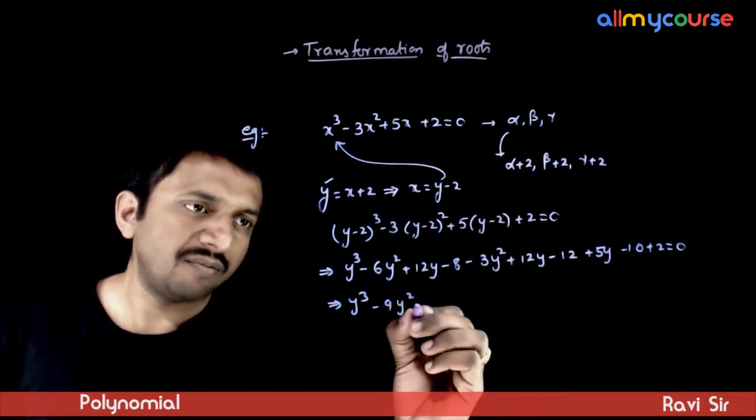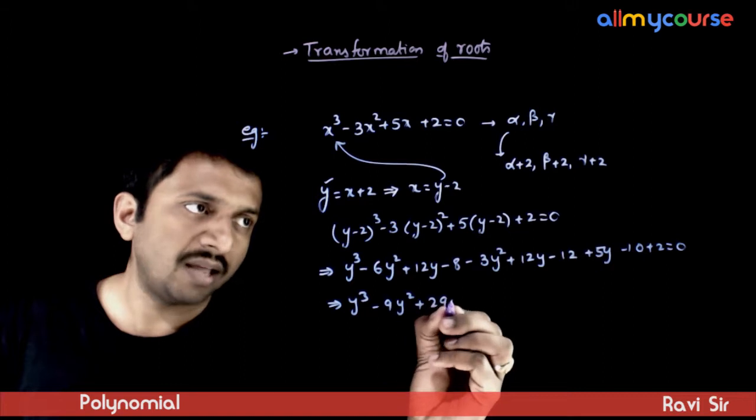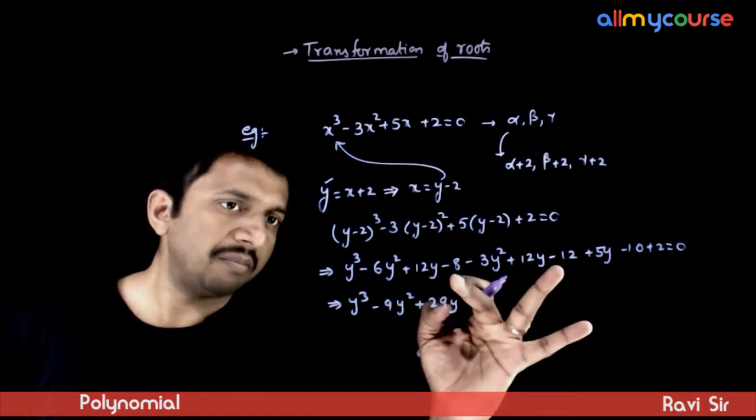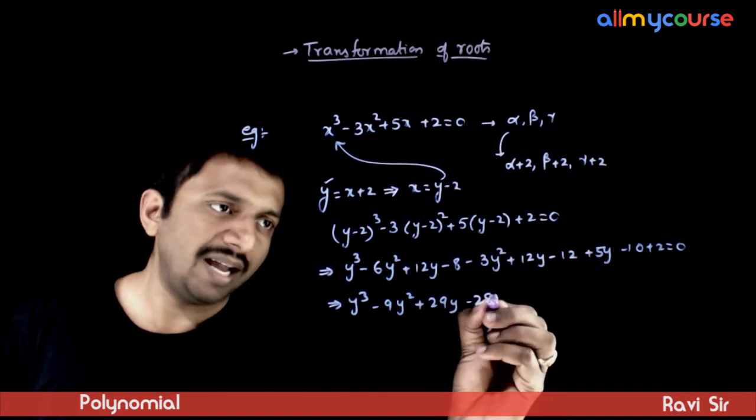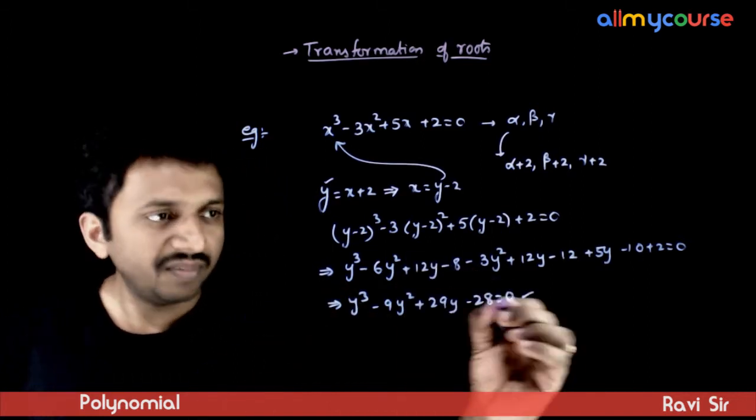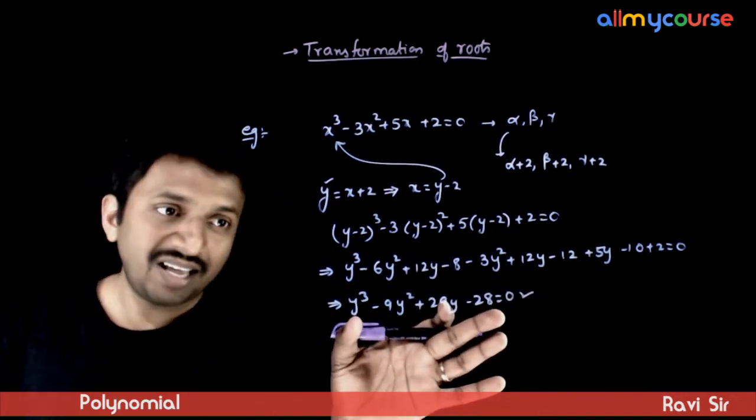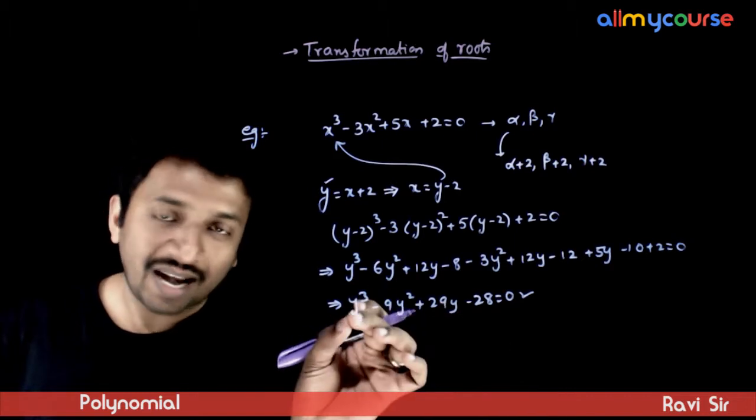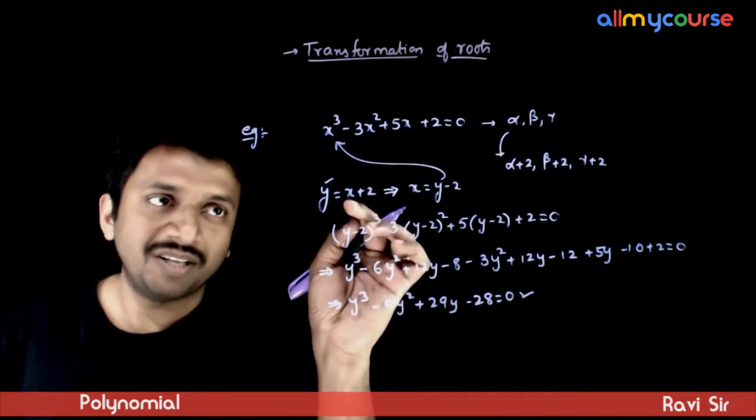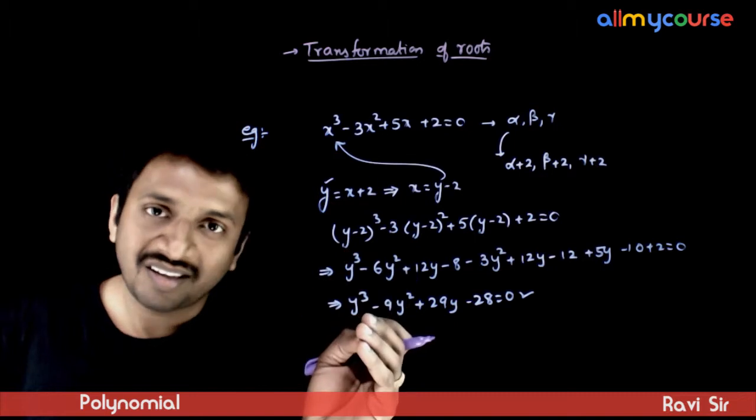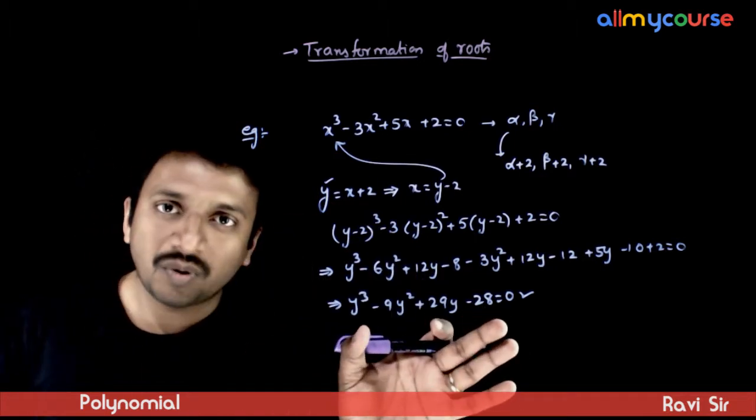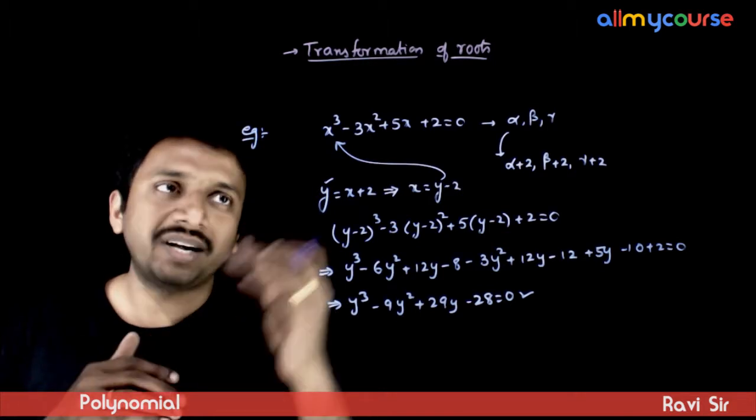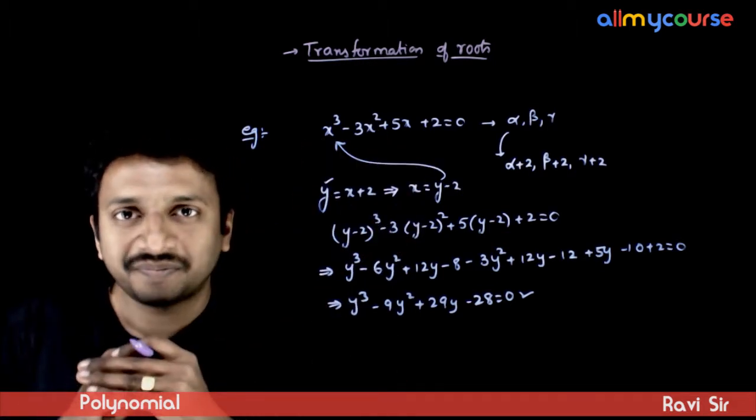24y plus 9y plus 5y, that is 29y. 8 minus 20 minus 30 plus 2 is minus 28, which is equal to 0. So this is a condition in y, and y is nothing but x plus 2. That means if x is a root of this, x plus 2 will be a root of this. So this is an equation whose roots are 2 greater than the roots of this equation.